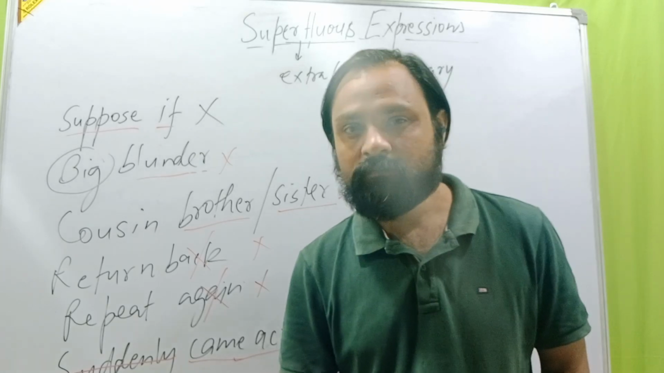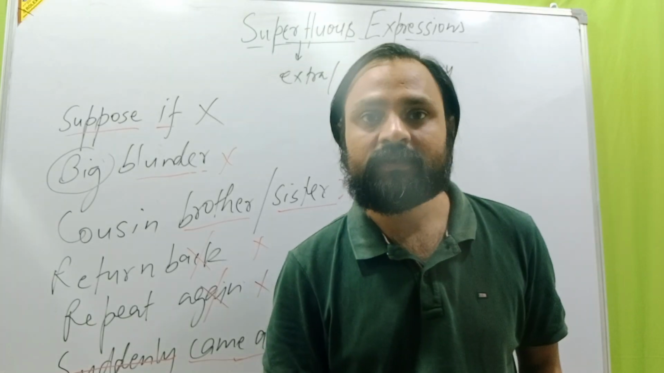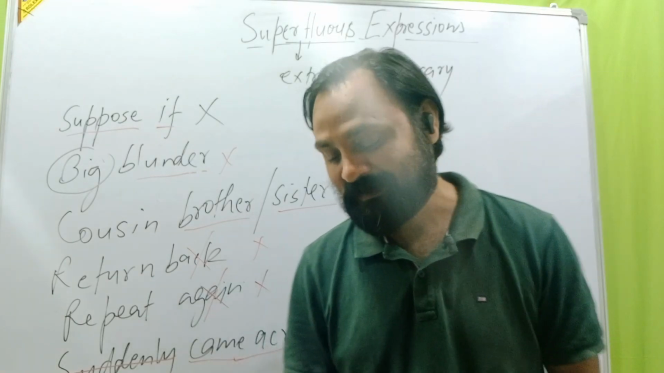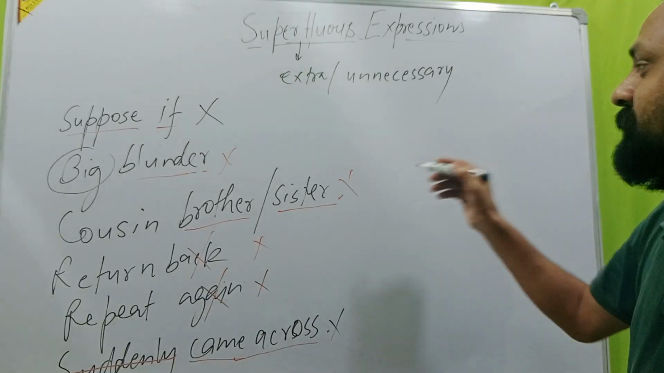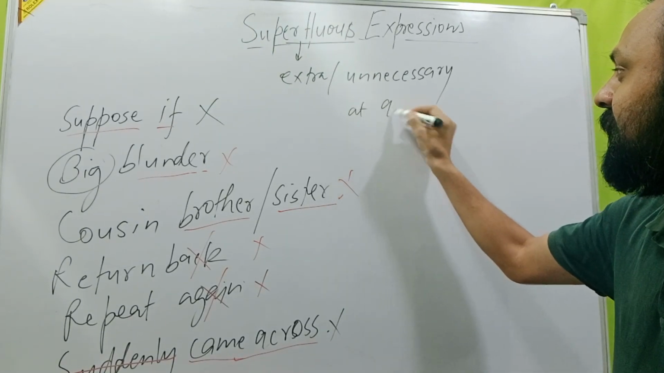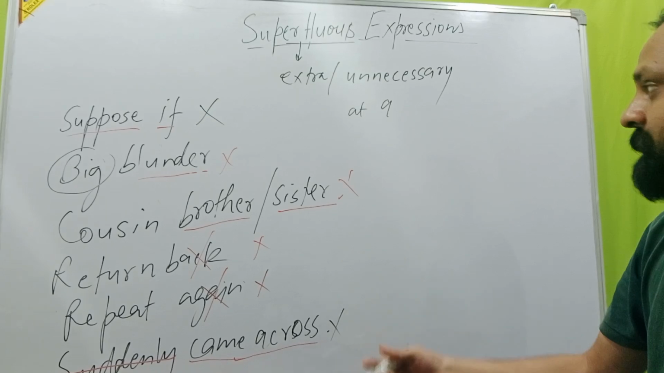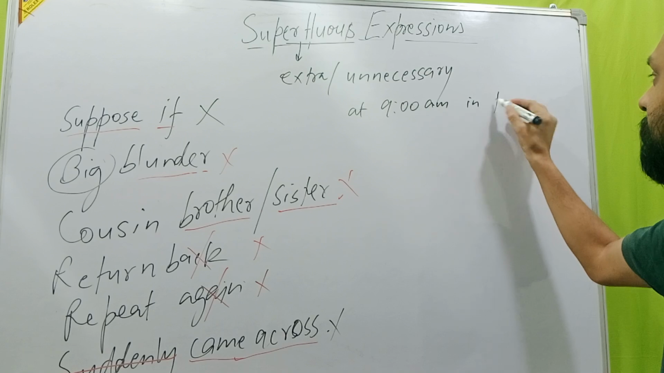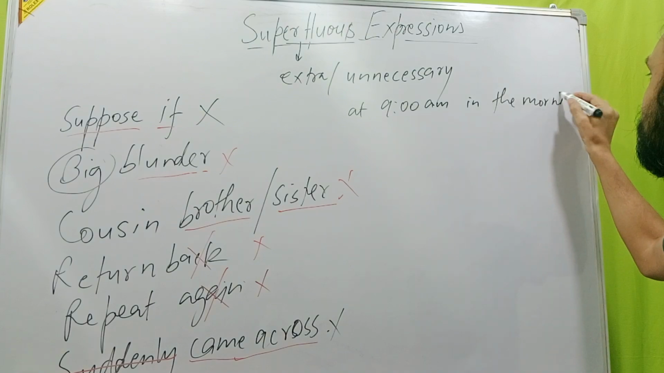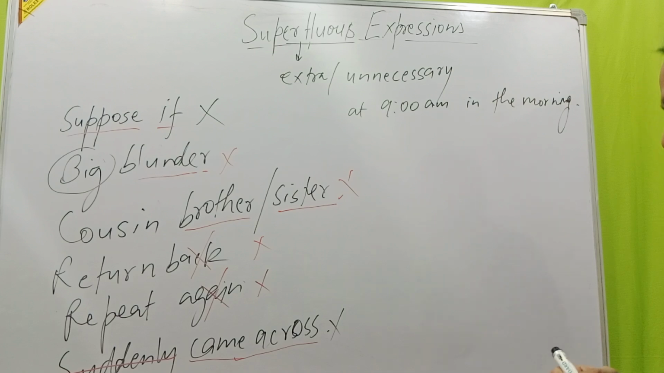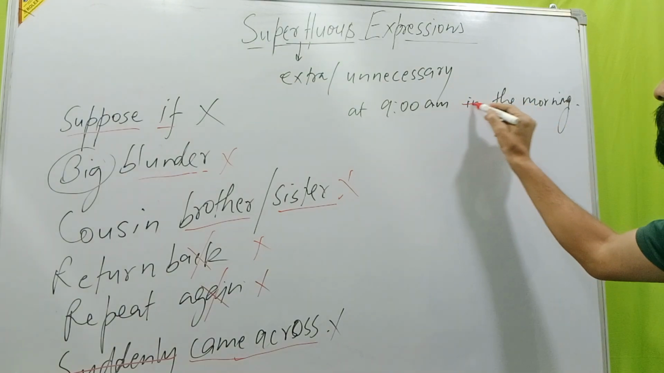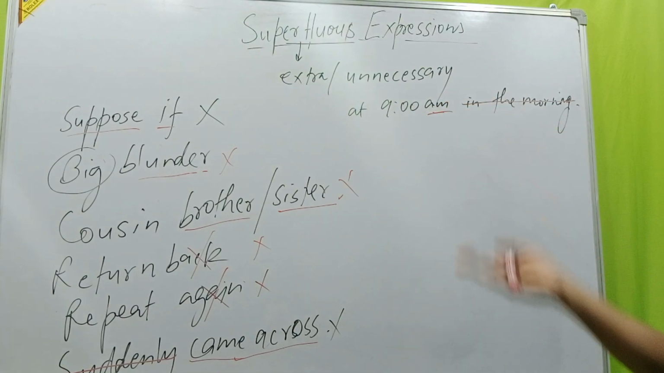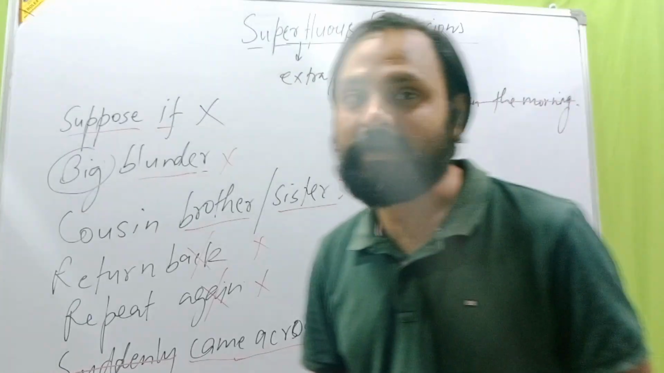So, I came across him on the street at 9 a.m. in the morning. When? At 9 a.m. in the morning. Here we get our next superfluous expression. When you say that I came across him or someone at 9 a.m. in the morning, this expression is incorrect, because "in the morning" is not required here.